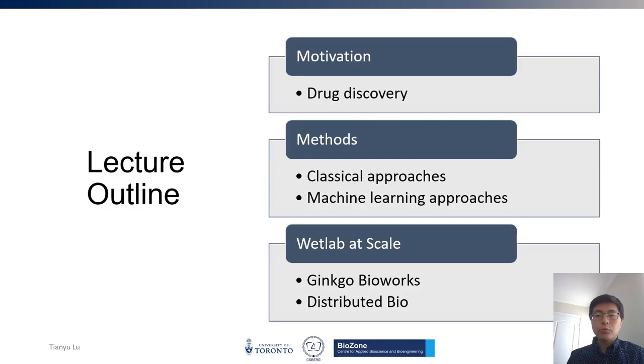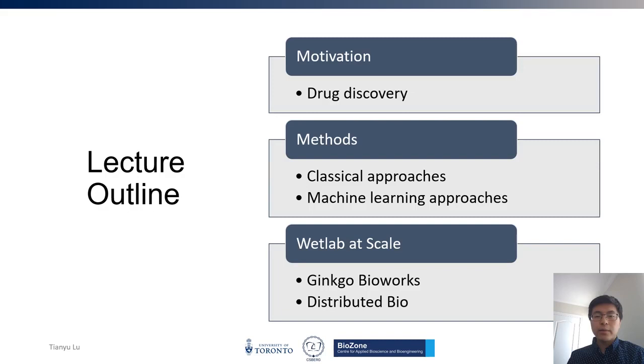Just a caveat here, I'm not going to be covering all of the different methods available in protein design. That will be too exhaustive. Instead, I will be just focusing on the main ideas of each approach. And finally, we're going to conclude on some examples on biotech companies that have really leveraged automation and robotics to really scale up their synthetic biology process.